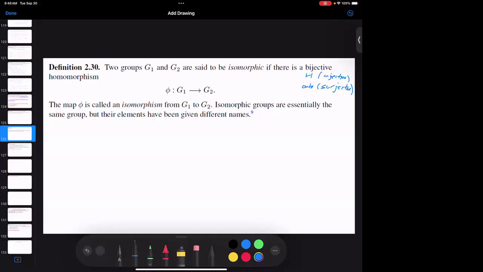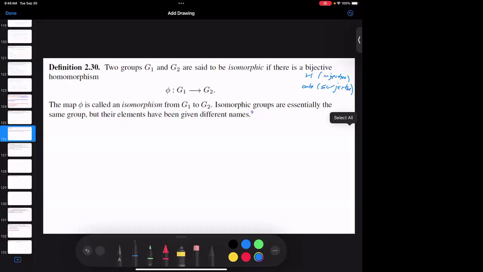Okay. So the math is called an isomorphism. Isomorphic groups are essentially the same group, but their elements have been given different names. You have hopefully seen this several times. If you look at things just the right way, you realize, oh, okay, I know what this is.